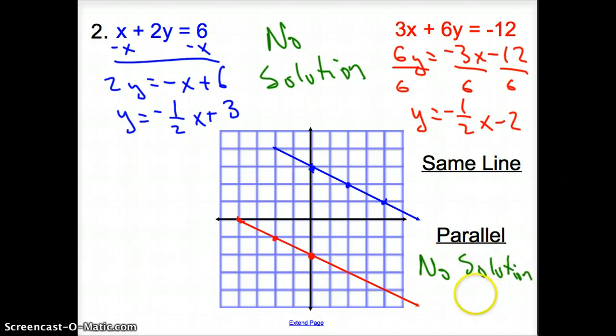You can write it out, or you can put a 0 with a slash through it. Or you may get the same line. When they're the same line, there are infinite solutions, or if you want to, the math way is a sideways 8, which is the infinity sign.